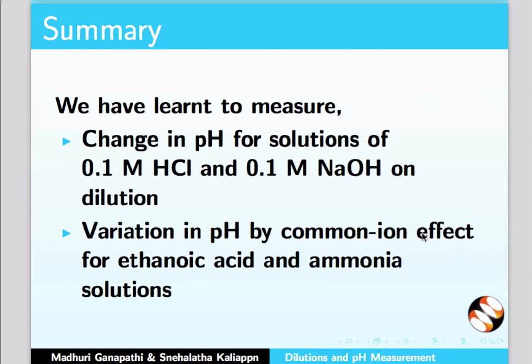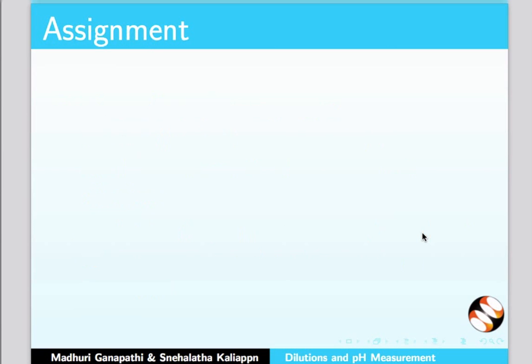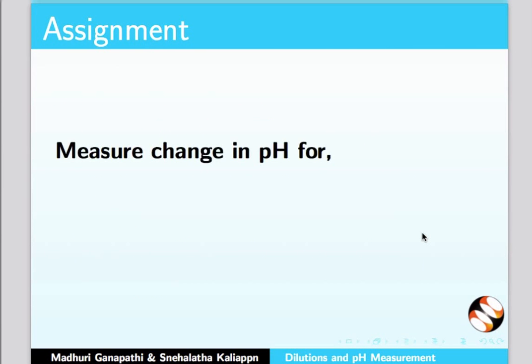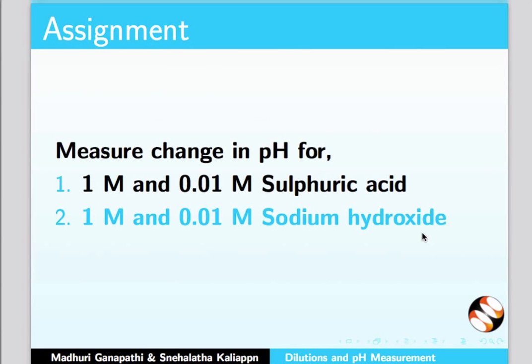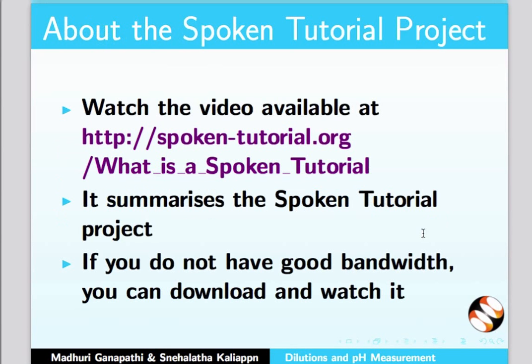In this tutorial, we have learned to measure change in pH for solutions of 0.1 molar hydrochloric acid and 0.1 molar sodium hydroxide on dilution. Variation in pH by common ion effect for ethanoic acid and ammonia solutions. As an assignment, measure change in pH for 1 molar and 0.01 molar sulfuric acid, 1 molar and 0.01 molar sodium hydroxide.